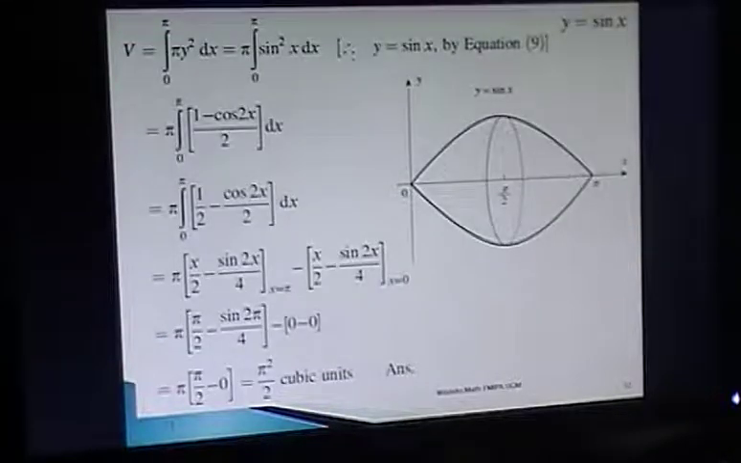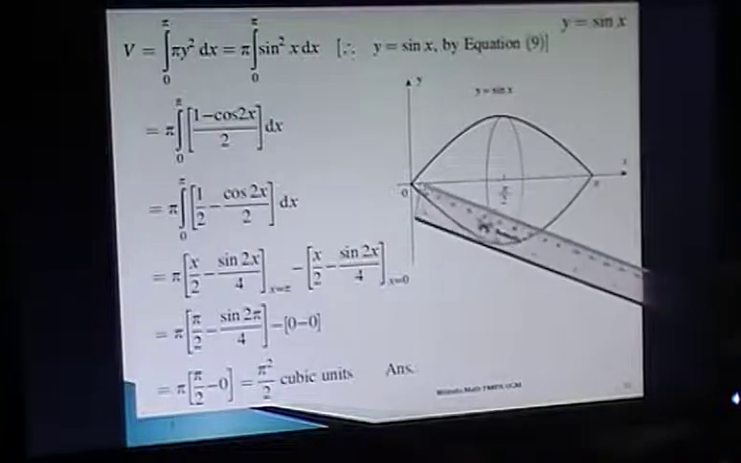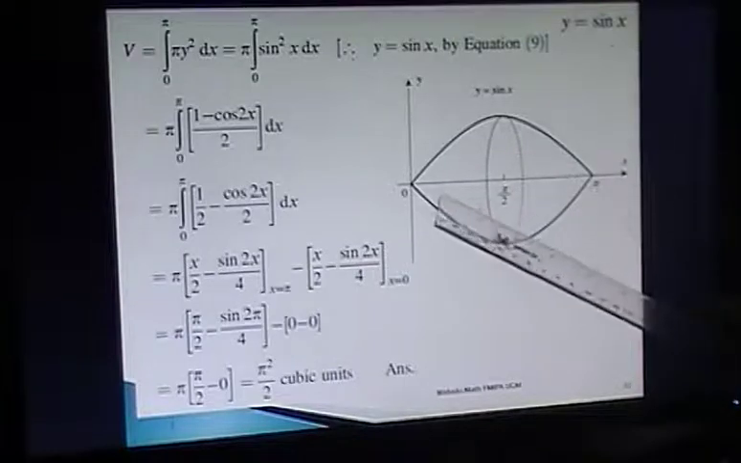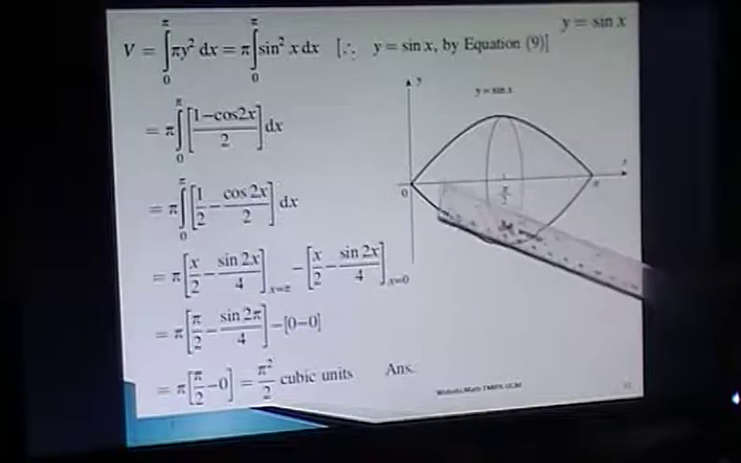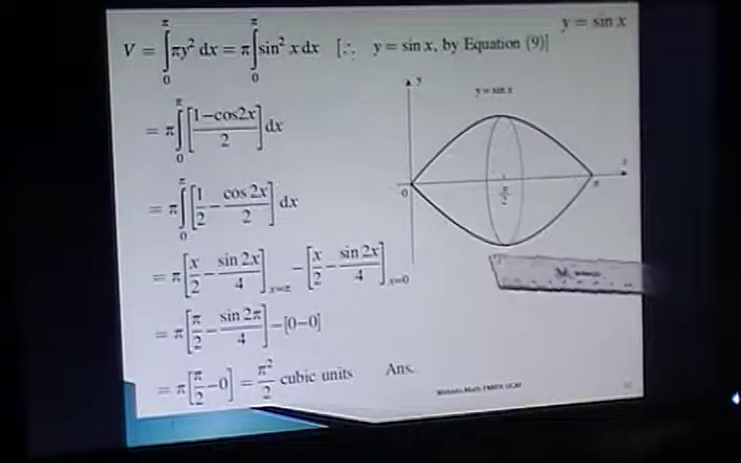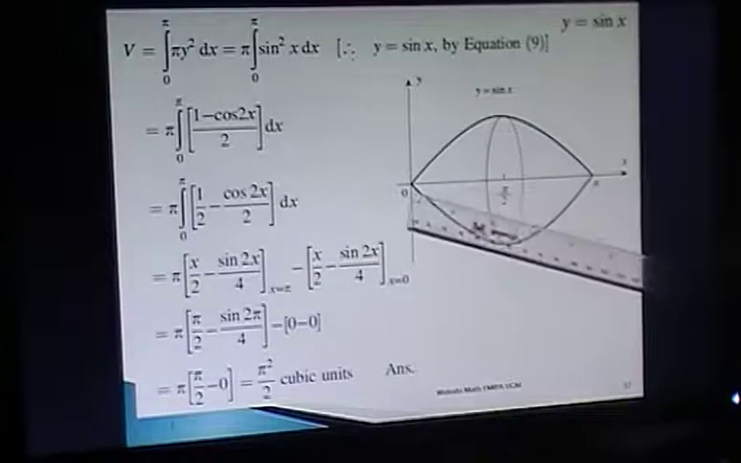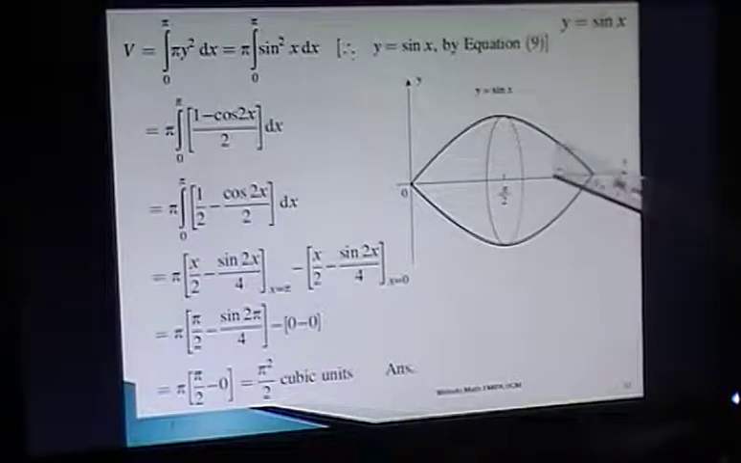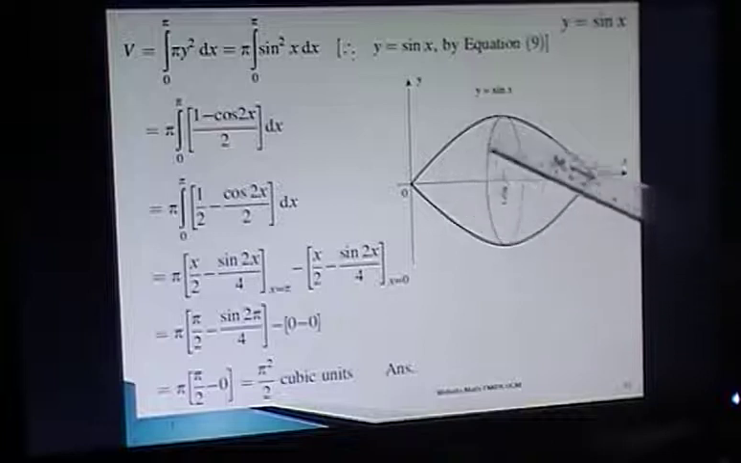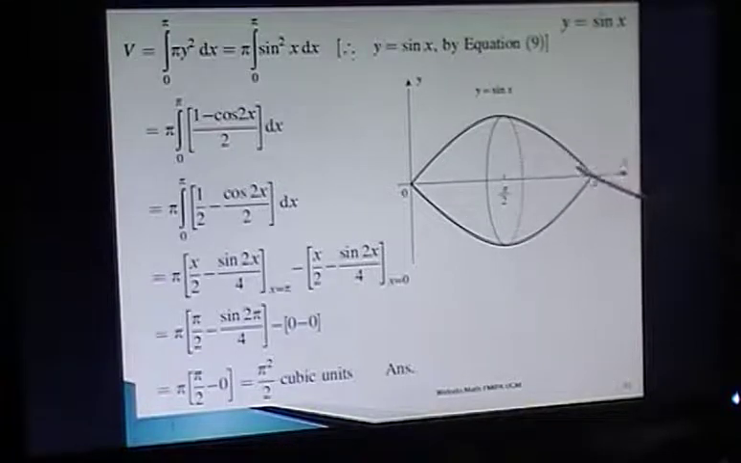But we will see, if we have y equal to sin x like this, and we take from 0 until pi, we have this area in the first quadrant. The area in the first quadrant is restricted by the x-axis, x from 0 until pi, and above by y equal to sin x, so we have this area. If this area is rotated one round around the x-axis, then we have the solid of revolution like this.